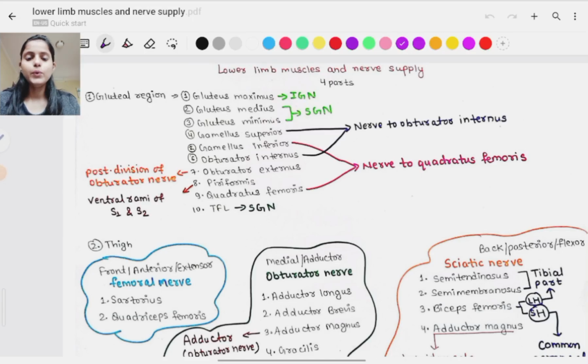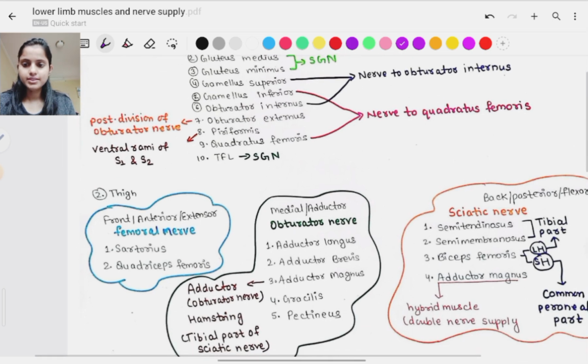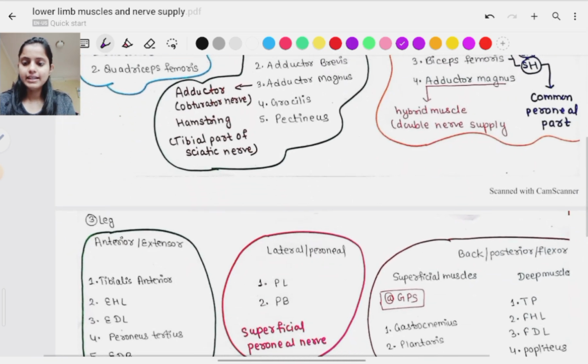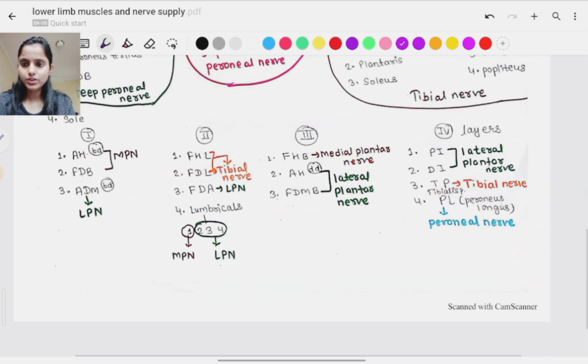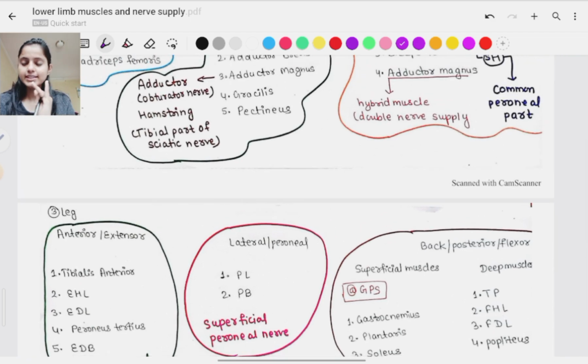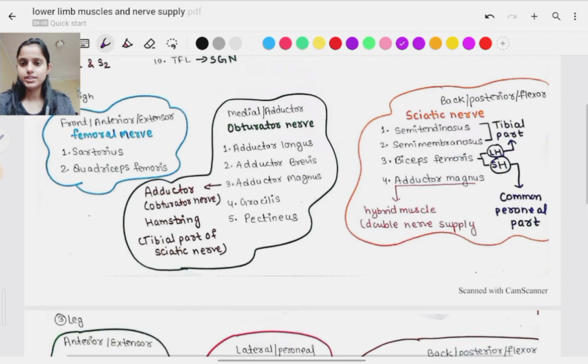Let's study lower limb muscles and the nerve supply. It is divided into 4 parts: the gluteal region, thigh, leg, and the sole.